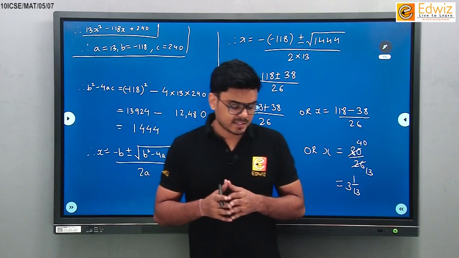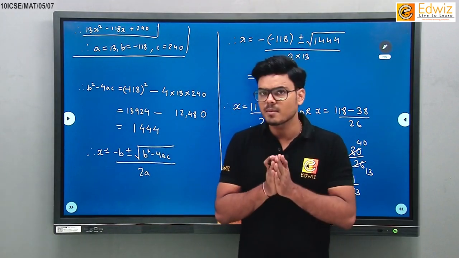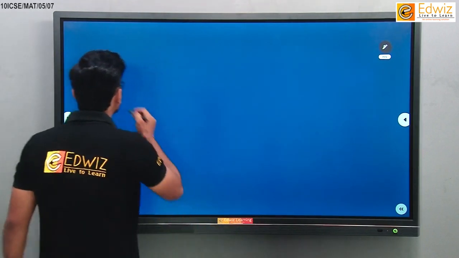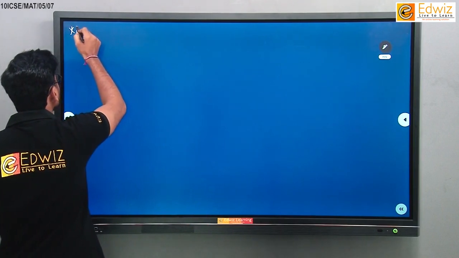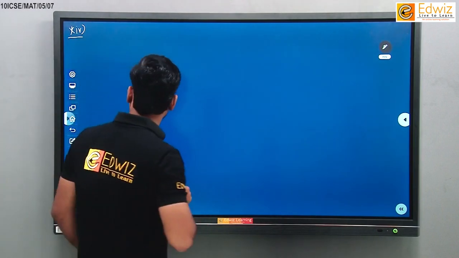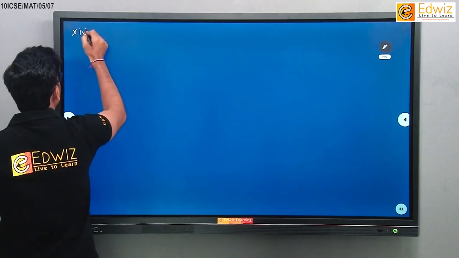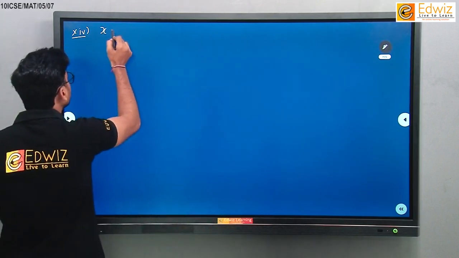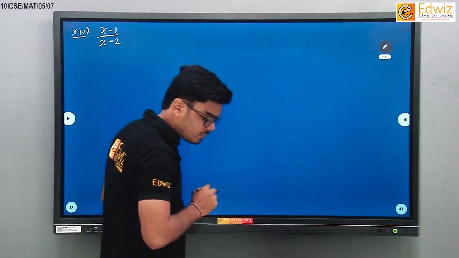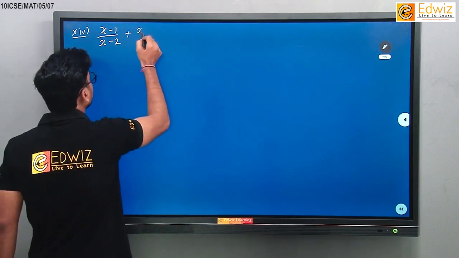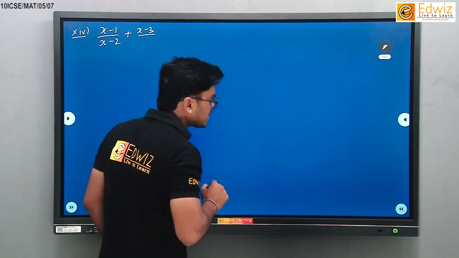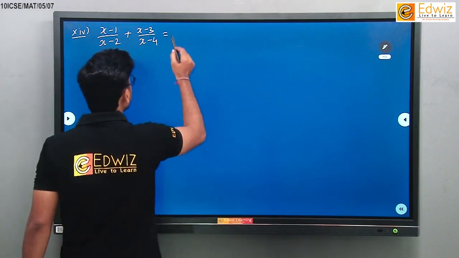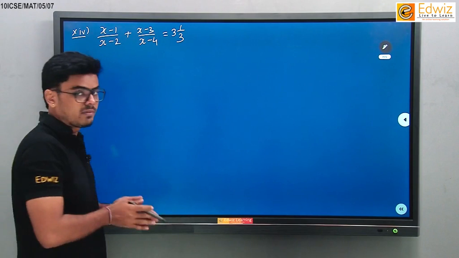Okay. Moving on to the next question, that is question number 14, the 14th sub question of the first question in your textbook, Exercise 5D, question number 1. The question is x minus 1 upon x minus 2 plus x minus 3 upon x minus 4 equals 3 1 by 3. So very similar to the previous question. Solve it in the same way.